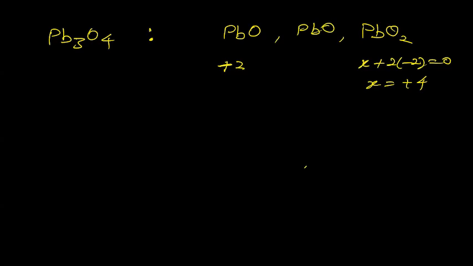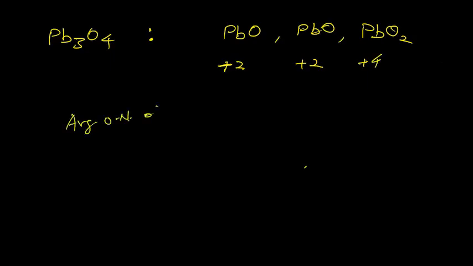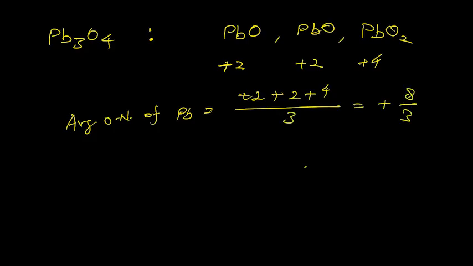It is a mixture of these three molecules. Here also it will be +2 oxidation state, and here we have calculated +4 oxidation state. It means the average oxidation number of lead will be +2 +2 +4 divided by 3. That is +8 by 3. Is this clear what I am saying? These questions are very much common and you should be very crystal clear about it.